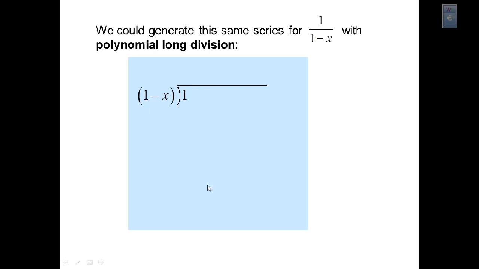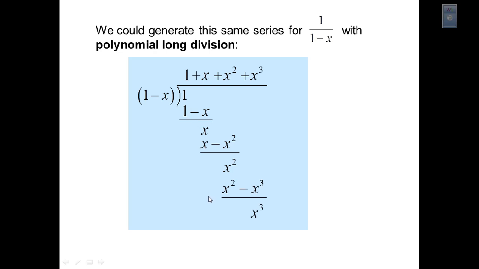Now, we could also generate this exact same series for 1 over 1 minus x with polynomial long division. So we're going to do 1 minus x divided into 1. And this thing will go on forever.